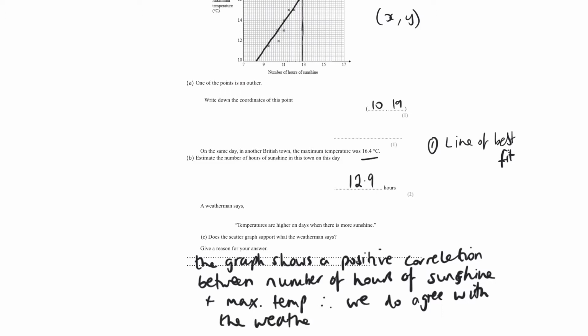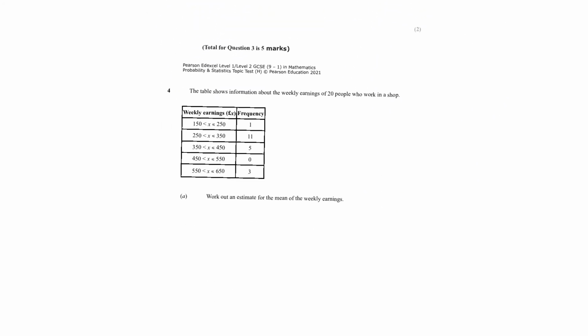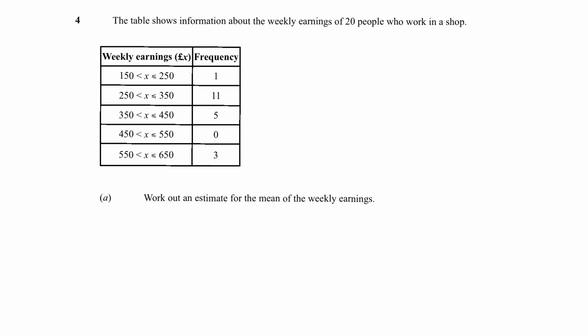Obviously, you would not put abbreviations like me. I'm just rushing. So going down to question 4, it's given us a table of weekly earnings and frequency, and it wants us to estimate the mean for the weekly range.